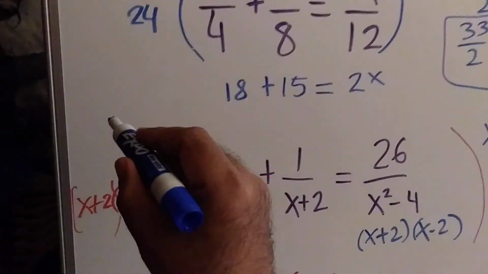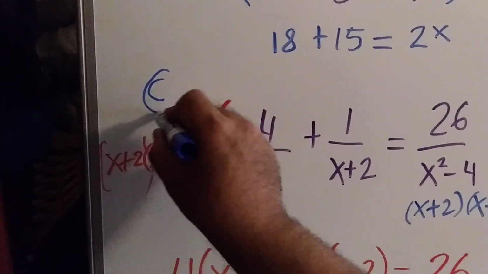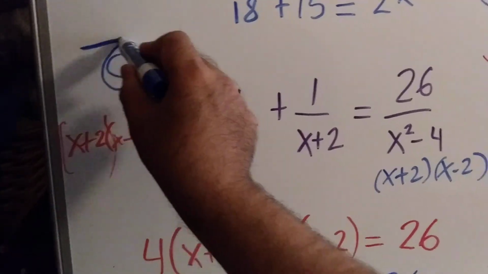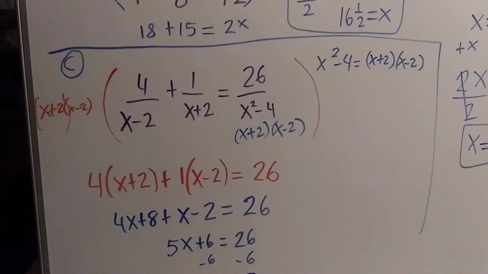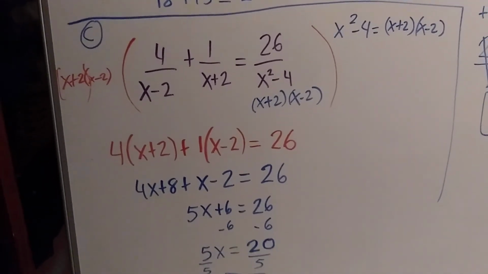Okay, so this is problem C here. That way we don't get confused with where it stops or where it ends. So there we go. Whatever's in that little box is what we need to look at.